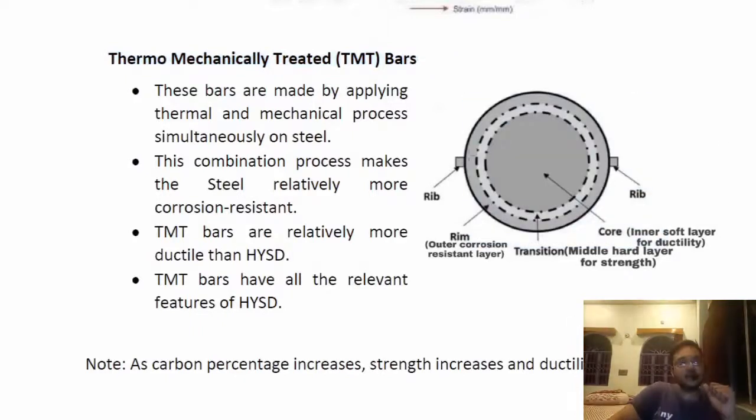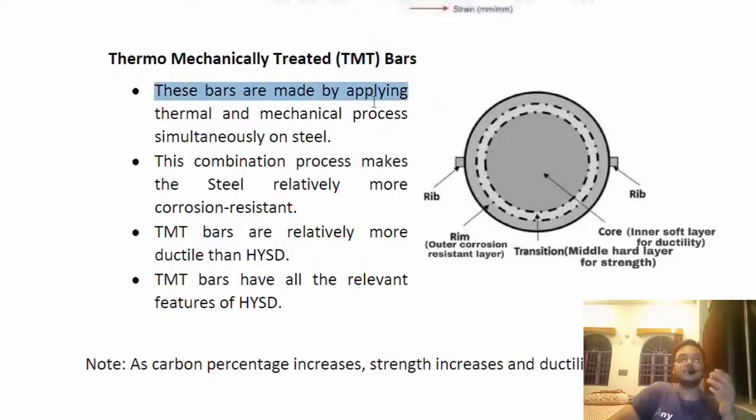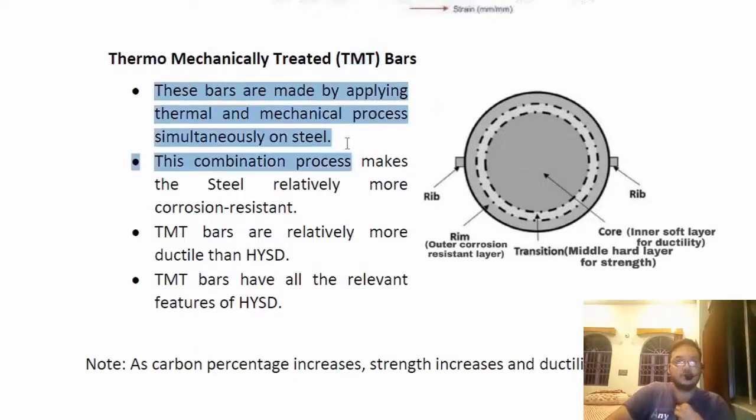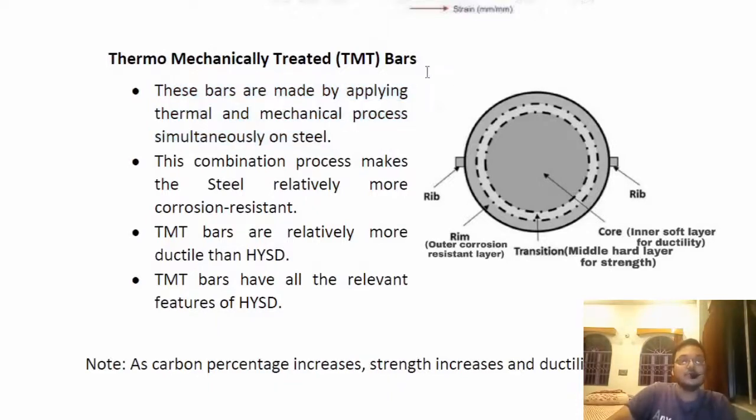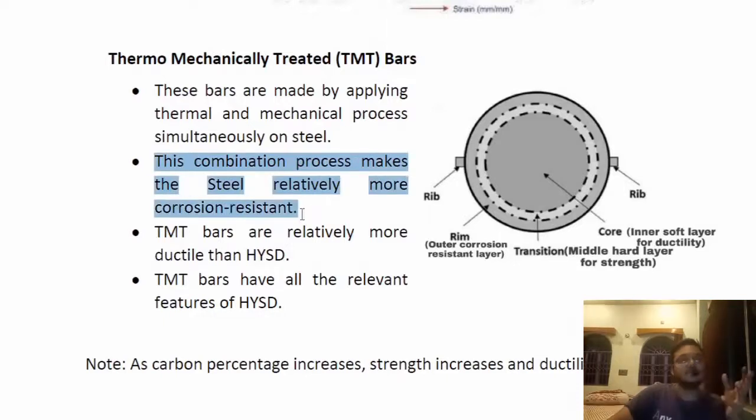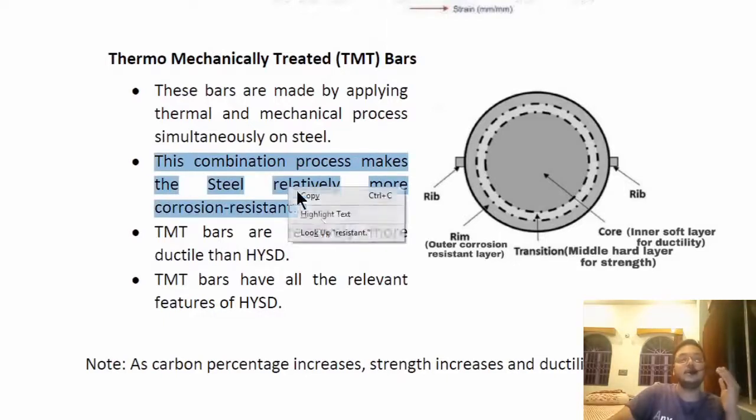Finally, there are the thermomechanically treated bars, and this is the diagram of the cross section of a TMT bar, which is commercially known as TMT bars and is mostly used in most construction nowadays. These bars are made by applying thermal and mechanical processes simultaneously on steel. This combination is why the name is thermomechanically treated bars.